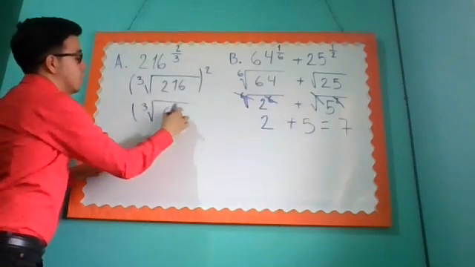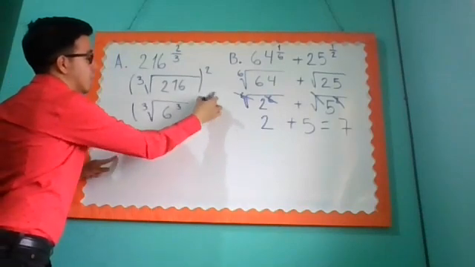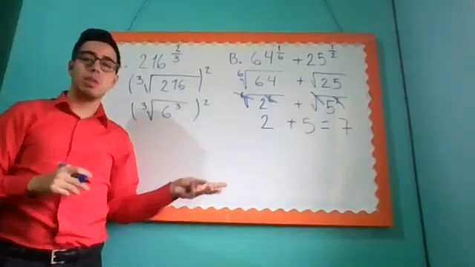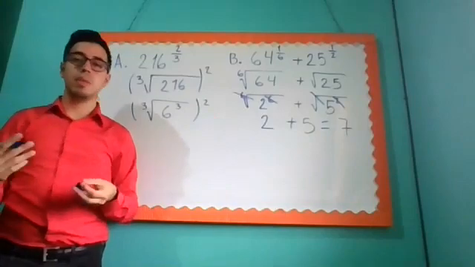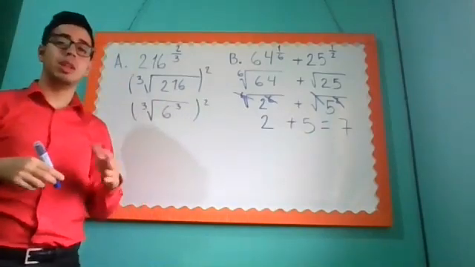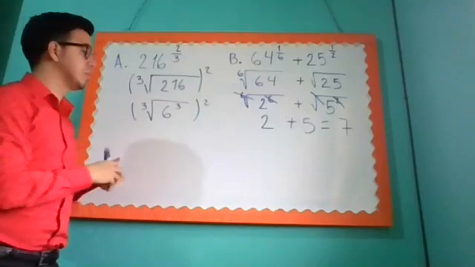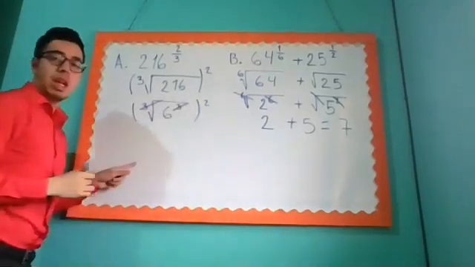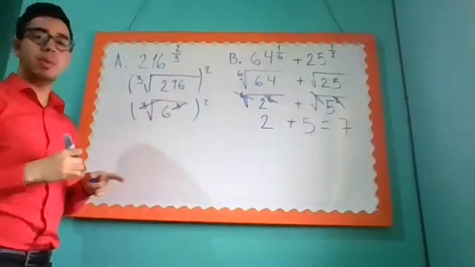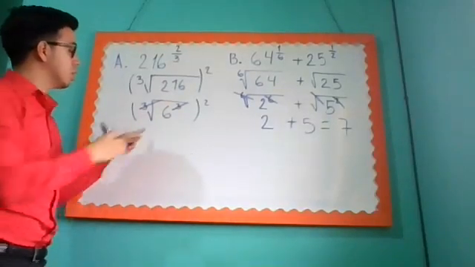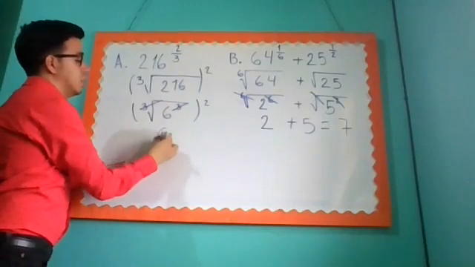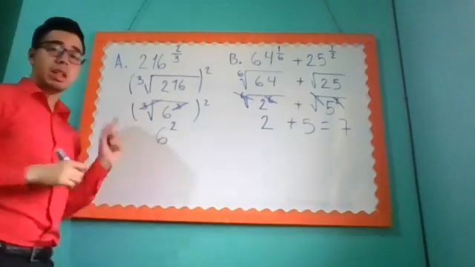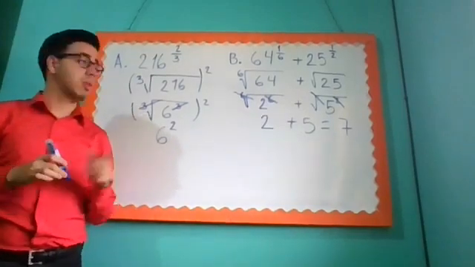So 6 to the power of 3, and the exponent is outside. Look that we are keeping the exponent outside because we are going to solve it until the end, okay? Until we don't have anything inside here. So I can take away the cube root with the exponent because they are the same. So the result that I obtain is 6 to the power of 2. Look that I eliminate the cube root.